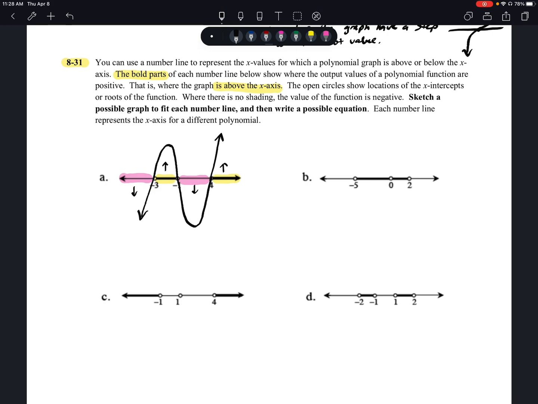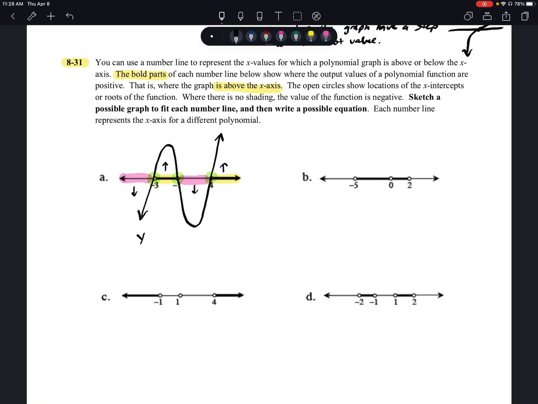So this one has a positive orientation. We know it's an odd degree because the end behaviors are different. And if you look at your root behaviors, it passes straight through, and straight through. So all of our factors are going to be linear factors. So if you want to pause the video and try to come up with the equation, please do it. I'll go ahead and write out the answer now.